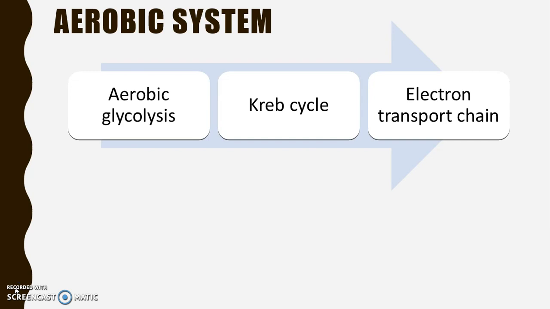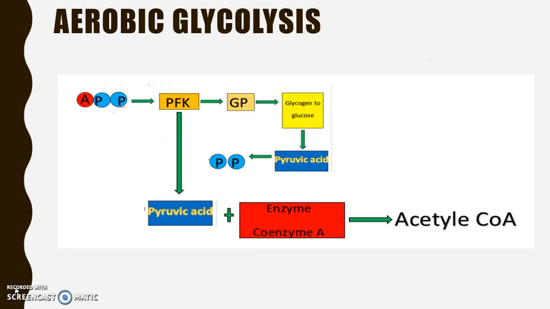In total, this process of energy systems creates 38 yields of phosphates. The aerobic glycolysis creates 2 phosphates. The Krebs cycle also creates 2, and the electron transport chain creates 34. This system can last for a long time because of the amount of phosphates that it creates to allow you to keep exercising.